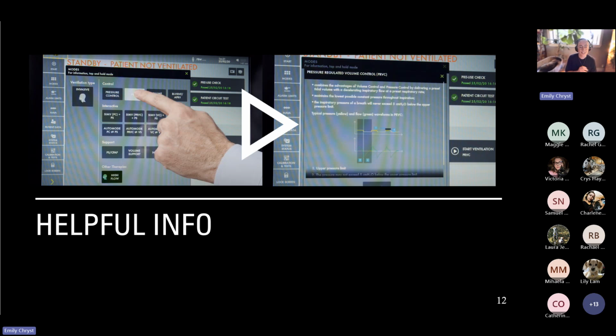Same with ventilation. So as you're refamiliarizing yourself with your machine in between patients, it's really nice to remind yourself what all these parameters mean. And it's just helpful little learning that the ventilator offers just as a part of its functionality.